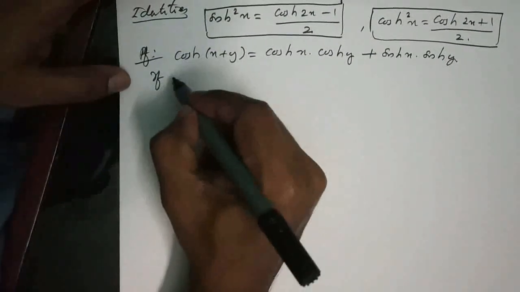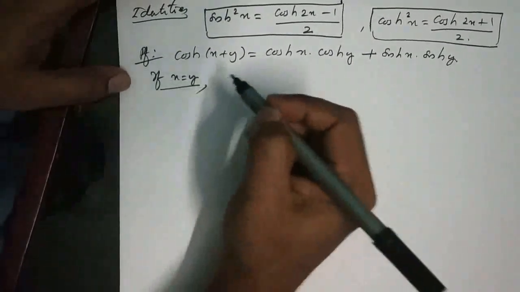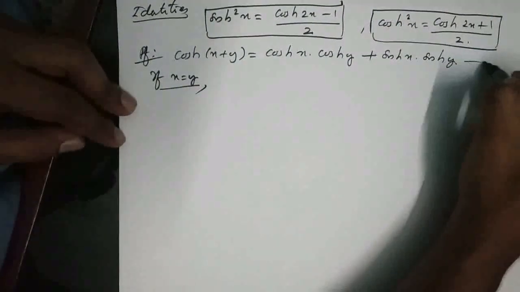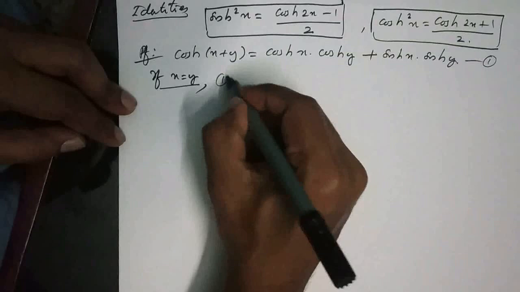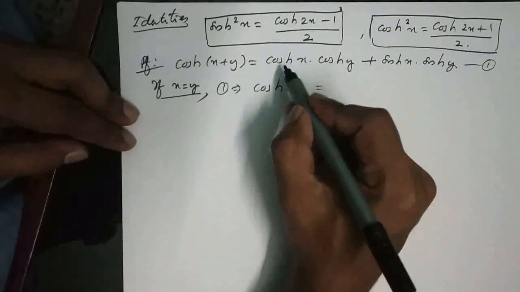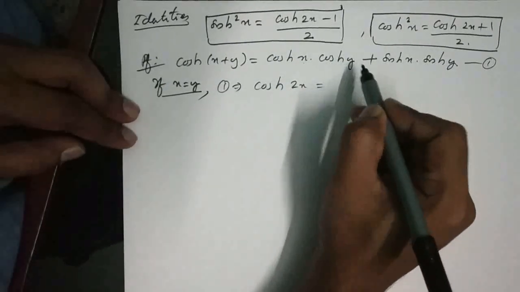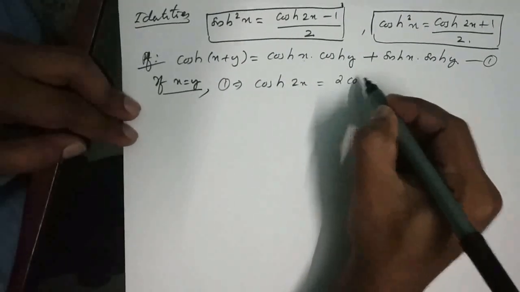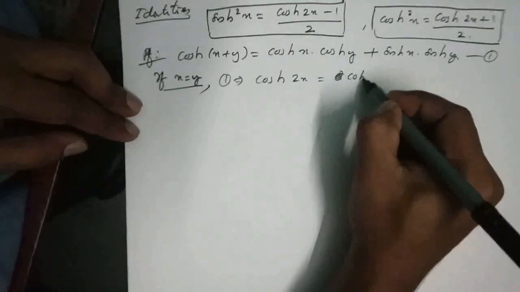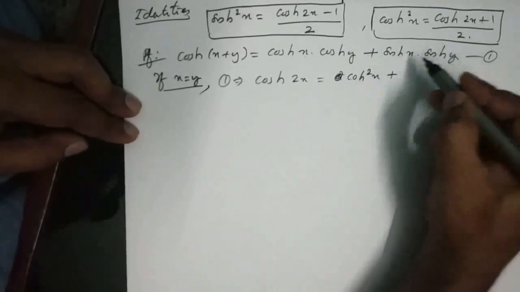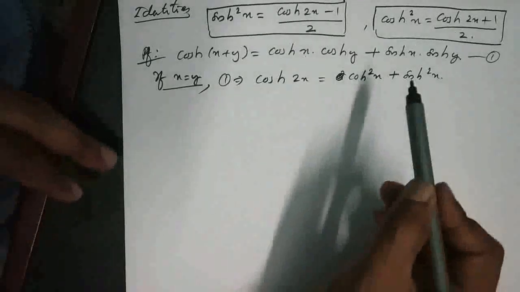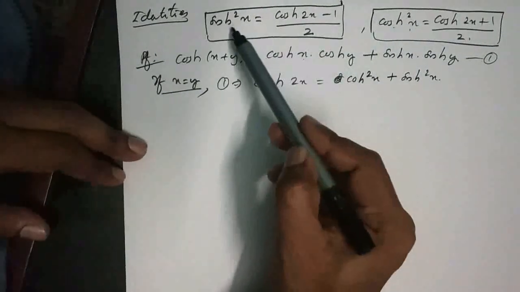If we replace y by x here, if x equal to y, then from this equation we get what? Equation number 1, 2x. So x plus y equal to 2x. Cosh of 2x is equal to cosh x into cosh x, so cosh square x, plus sinh x into sinh x, so sinh square x. So we need to find cosh square x and sinh square x.